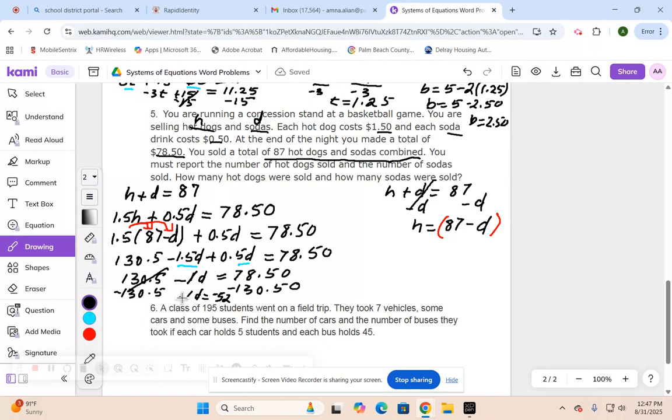All right, we don't want negative 1D. This is what we have so far: minus 1D, or negative 1D, equals negative 52. So we have to divide both sides by negative 1. And we'll have D equals 52. So they sold 52 drinks.